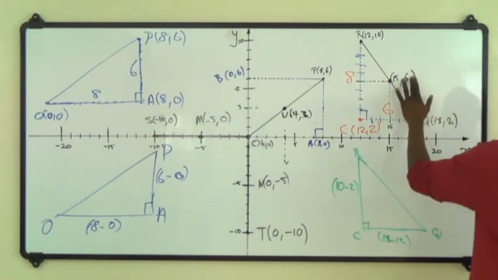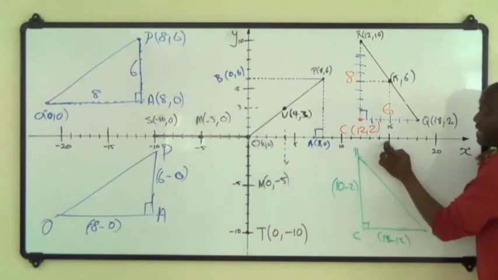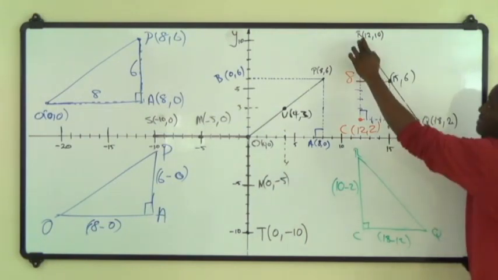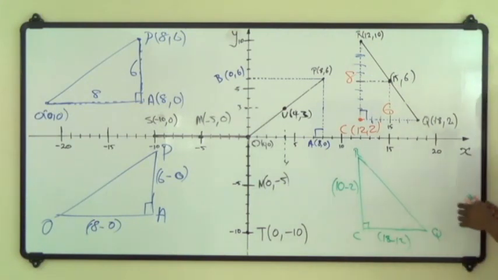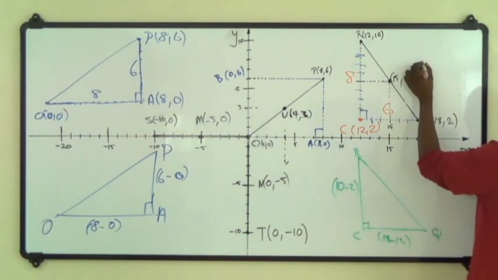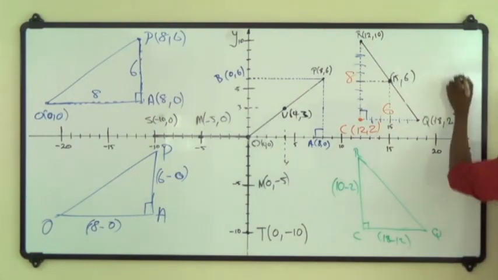Another way of saying that is to say that the distance of this point from the x-axis is the average or the mean of the distance of this point from the x-axis and the distance of this point from the x-axis. Sorry, we're talking about the distance from the x-axis. That is the y-coordinate. So it will be 2 plus 10 over 2.